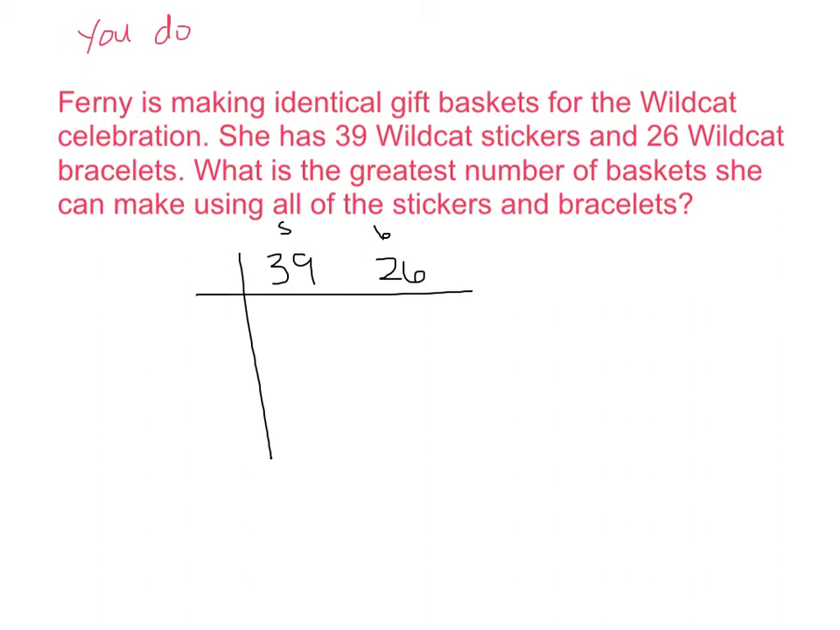13 times, I'm looking at this, 13 times 3 should be 39. And 13 times 2 should be 26. Oh, that was a tough one. 13. Okay, 13 into 39 is 3, and 13 into 26 is 2. Okay, and then I am stuck at this point here because nothing goes into both of those. Those are both prime numbers, so when I get to that point, I know I'm stuck. So Ferny found out she can make 13 baskets.